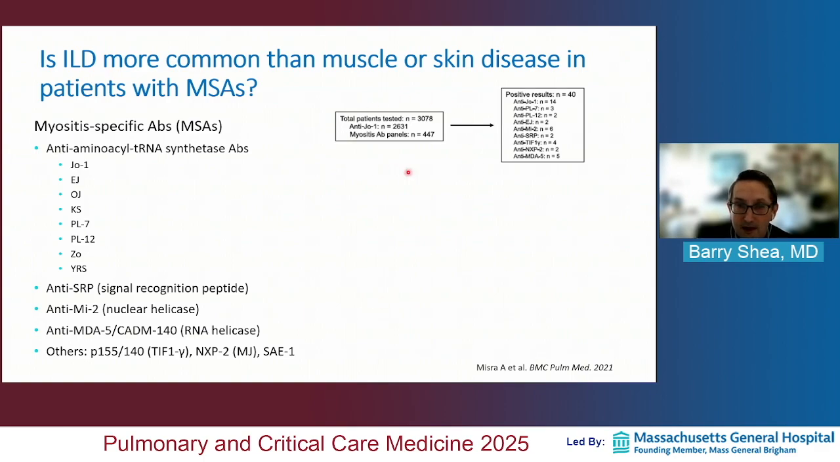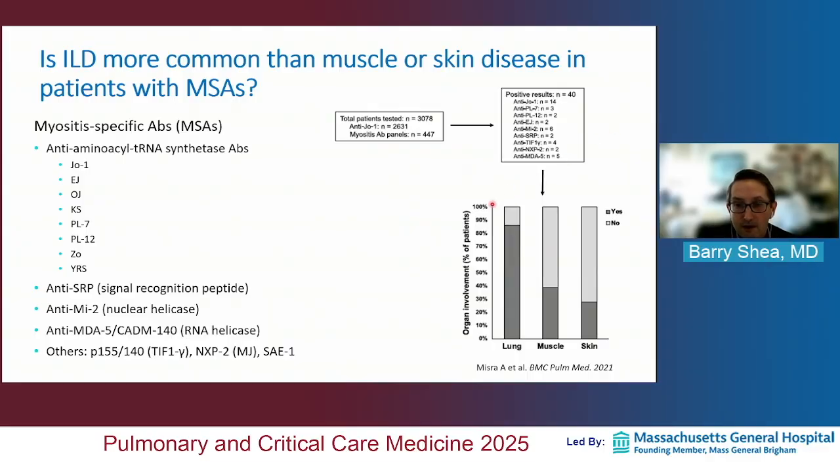We identified 3,000 patients that were tested, a total of 40 patients who had positive myositis-specific antibodies. Again, Jo-1 was the most common one, but it still made up only about a third. The other two-thirds were these other myositis antibodies. And interestingly, we found that lung disease was the most common manifestation. Over 80% of these patients had interstitial lung disease, whereas only 40% had muscle involvement and about 30% had skin involvement. And interestingly, half of these patients, 50% of them, had isolated interstitial lung disease with myositis-specific antibodies without evidence of myositis or skin involvement.